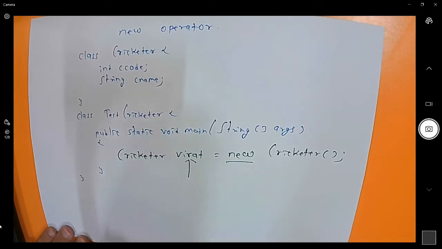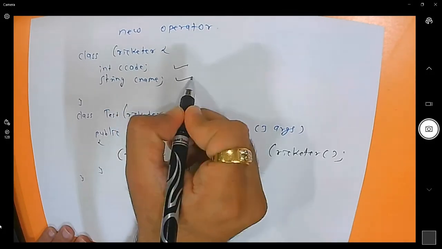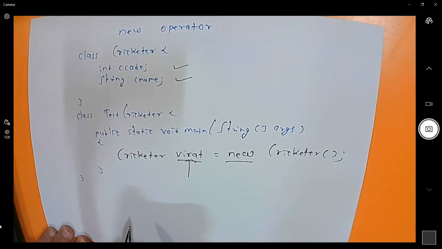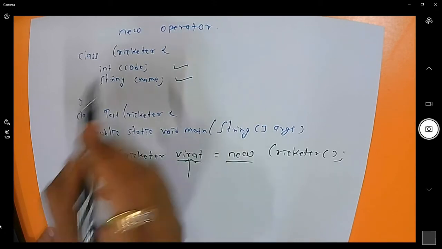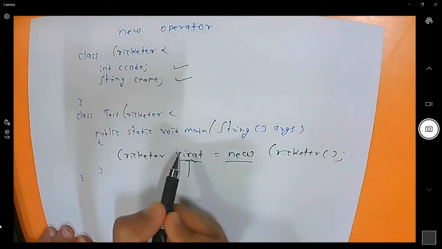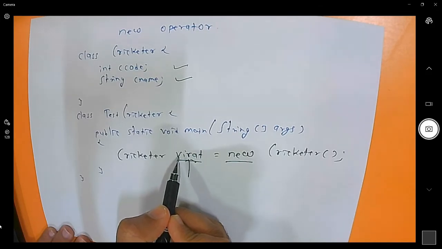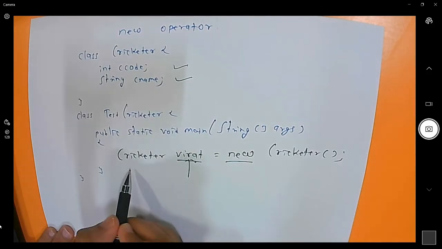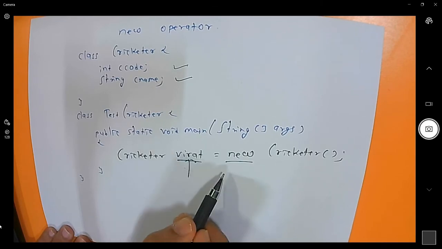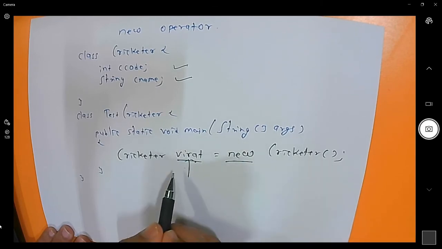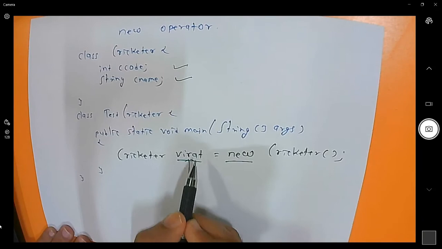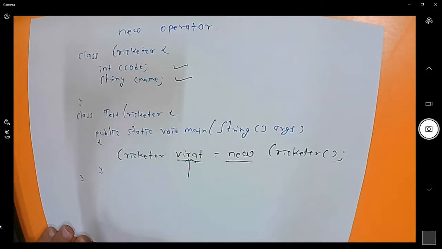Now what is the benefit? The benefit is virat can access each and every property of the class cricketer which is non-private. So if I want to access the property of the cricketer class, then I can create an object virat. For example, I want to create another object, then I can write cricketer rohit is equal to new cricketer. So rohit can also access the same features. Virat can also access the same features. So you can create different objects using the new keyword.